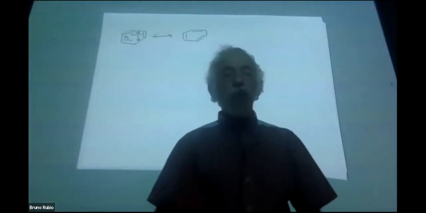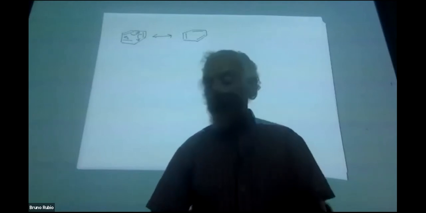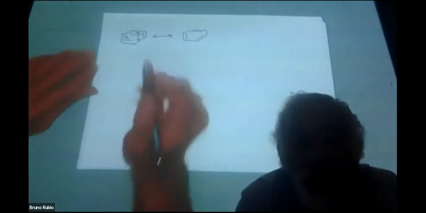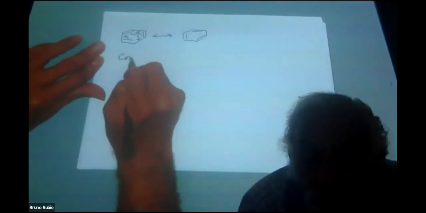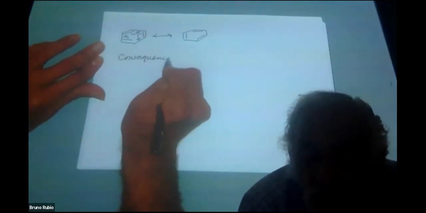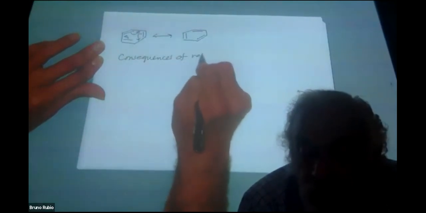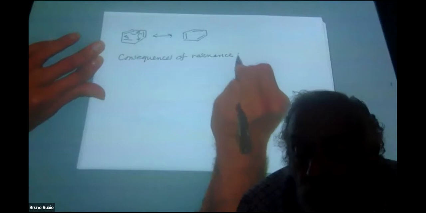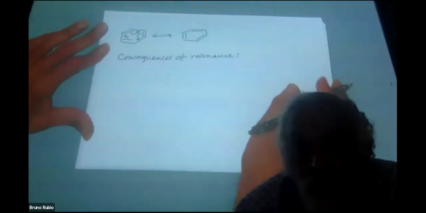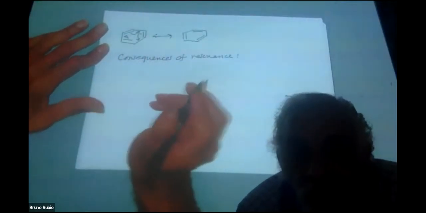Okay, so now let's return to the issue of predicting hybridization. Now that we know about resonance, I want to talk about some of the consequences of resonance. So the one that we have maybe alluded to earlier in the lecture would be this modification of hybridization state.